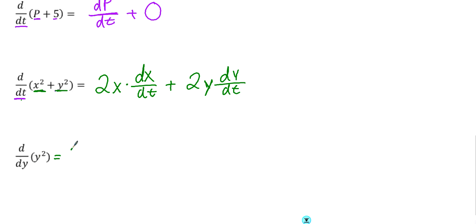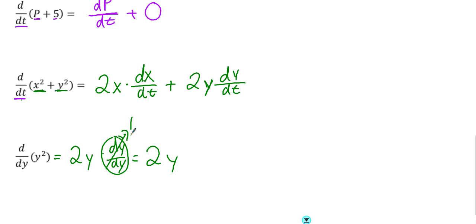So I'm going to get 2y times dy over dy, which means this is just 2y. Because my variables match, this becomes 1, and I'm left with just 2y. And this is like taking the derivative of x squared with respect to x. Now we're taking the derivative of y squared with respect to y.